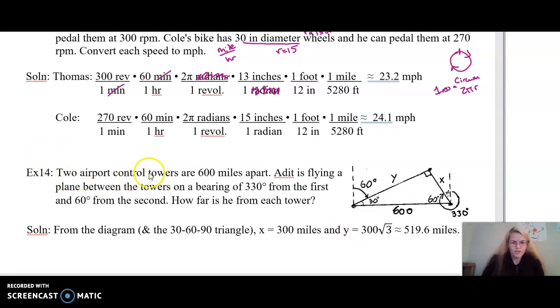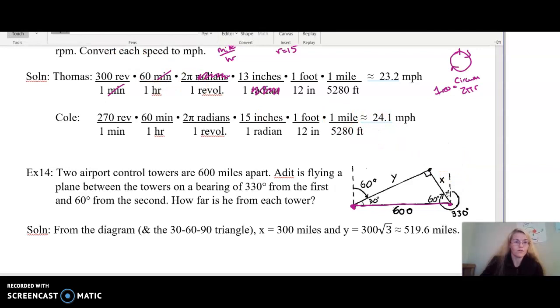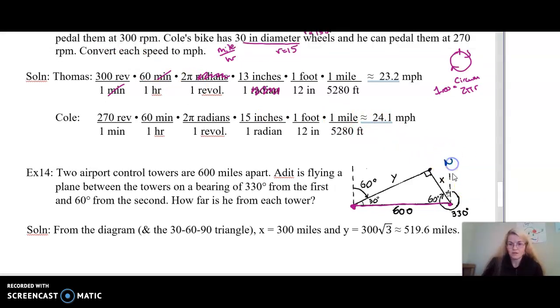So 2 airport control towers are 600 miles apart. So here's control tower 1, here's control tower 2. They are 600 miles apart. A pilot is flying a plane between the towers on a bearing of 330 degrees from the first. Okay, so stop. So here is north. So 330 degrees from north would put me here.